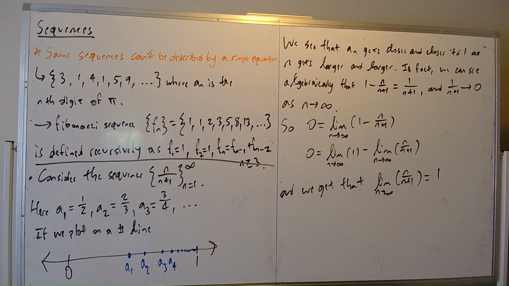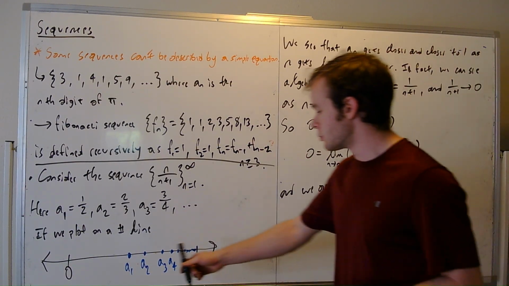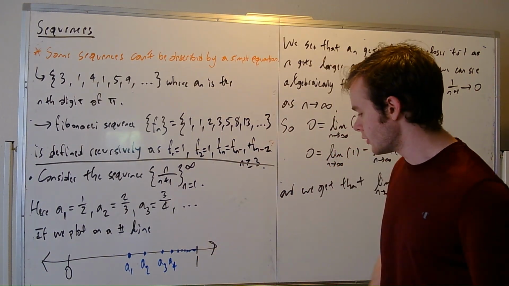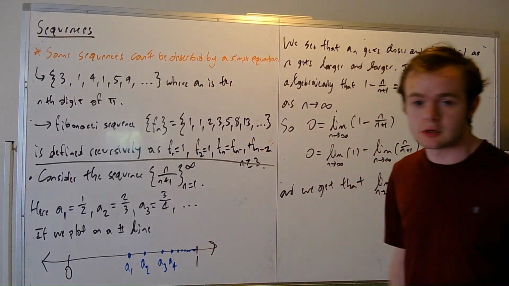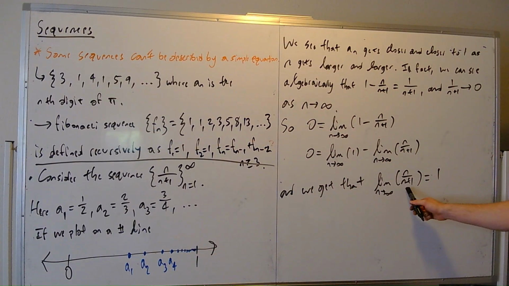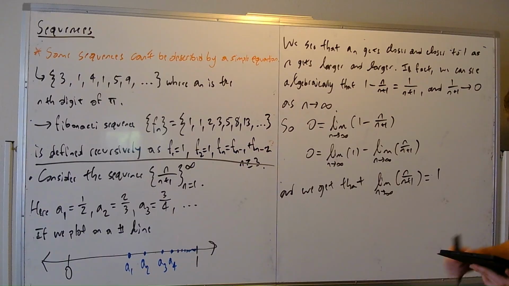Right. So we can actually look at these sequences and ask, are they actually approaching any numbers? That's what we're going to be looking at now. We can see this sequence is actually approaching the number 1. Right? We found that this limit is 1.